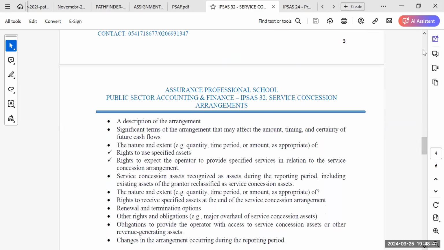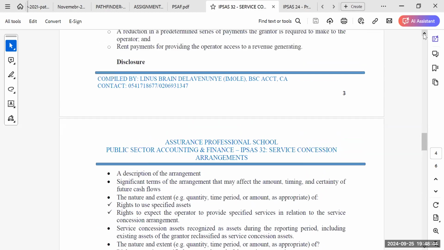They can ask you for the disclosures, very important. So if you come to service concession arrangements, what are the things that the grantor has to disclose? Disclose means that you are going to put it in your notes. Disclosure doesn't mean you are going to put these things on the face of the financial statements. You are only going to be talking about these things in your notes.